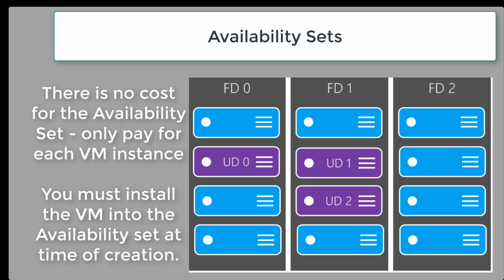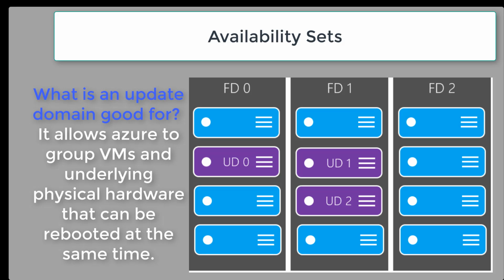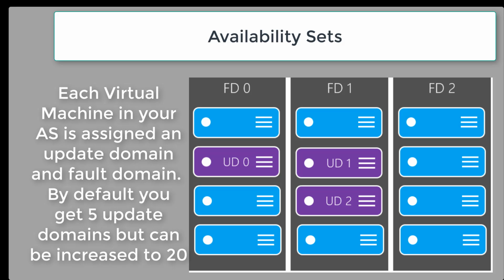There is no cost for the availability set. You only pay for each VM instance. You must install the VM into the availability set at time of creation. So what is an update domain good for? It allows Azure to group VMs and underlying physical hardware that can be rebooted at the same time.